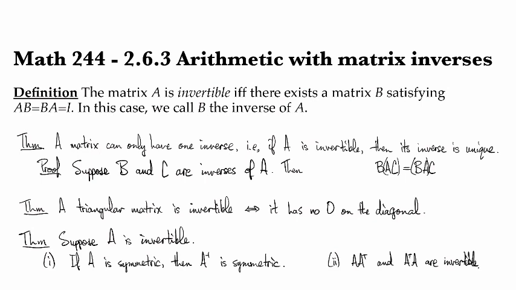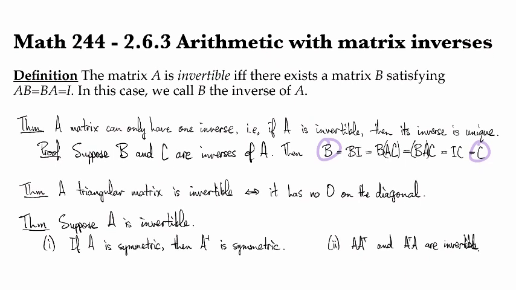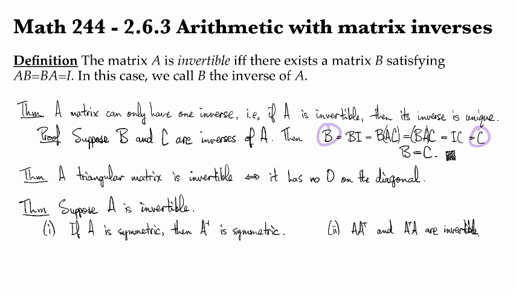Now, since C is an inverse of A, I can write this as B times the identity, because if C is an inverse of A, then A times C is the identity. And then that tells me that this is just B. Meanwhile, if B is an inverse for A, then I know that B times A is the identity, and the identity times C is just C. And now if I read from left all the way to right, this equation says that B is equal to C. So if I have two inverses B and C, then secretly they were the same all along. And that's a proof.